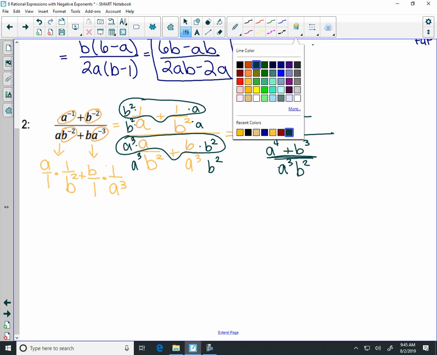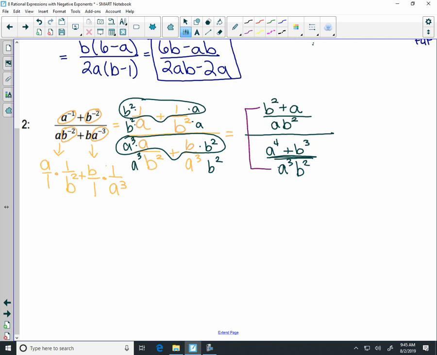And now we group, or however you like to do this business. Flip the second. Again, if you flip the second, you're flipping the bottom. You like to group these. The outsides are the top, the insides are the bottom. So my numerator looks like this: a cubed b squared times b squared plus a. And my denominator, a b squared times b to the 4th plus b cubed.